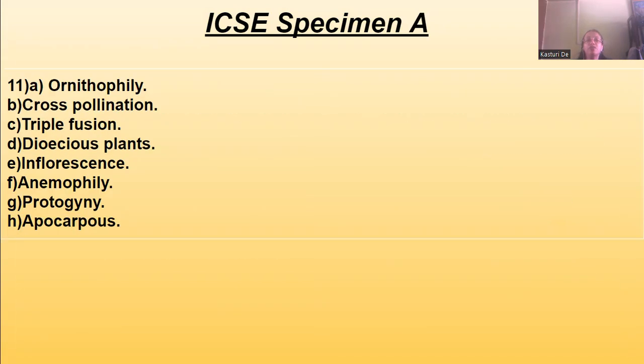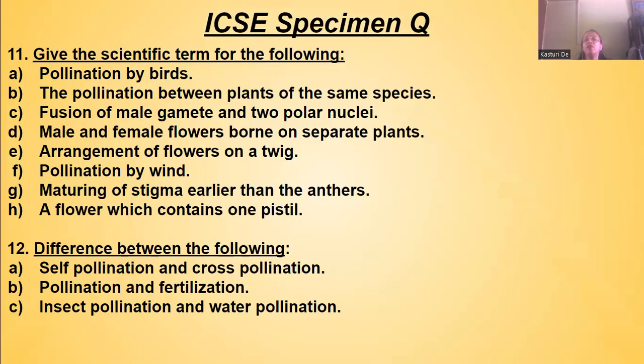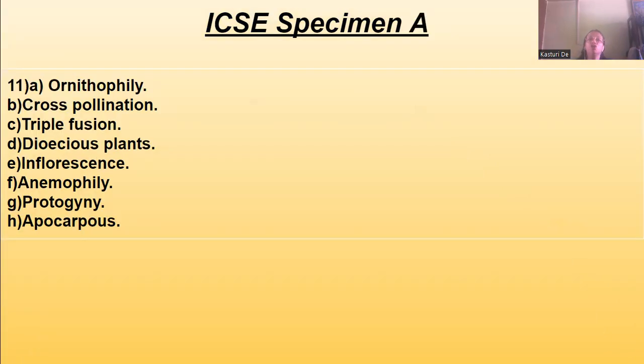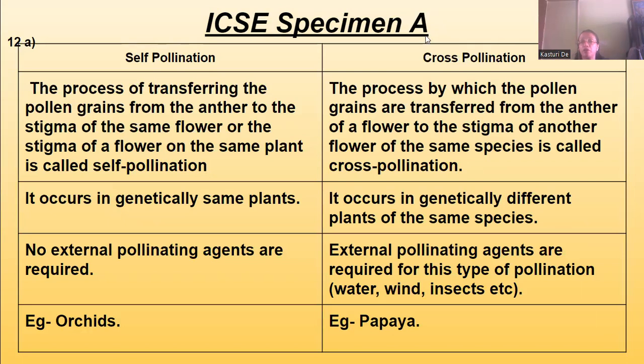Then we come to some differences: self and cross pollination, pollination and fertilization, insect pollination and water pollination. First, self pollination and cross pollination. Self pollination is a process where the pollen grains from the anther are transferred to the stigma of the same flower or of another flower of the same plant. Whereas in cross pollination, pollen grains are transferred from the anther of a flower to the stigma of another flower of the same species.